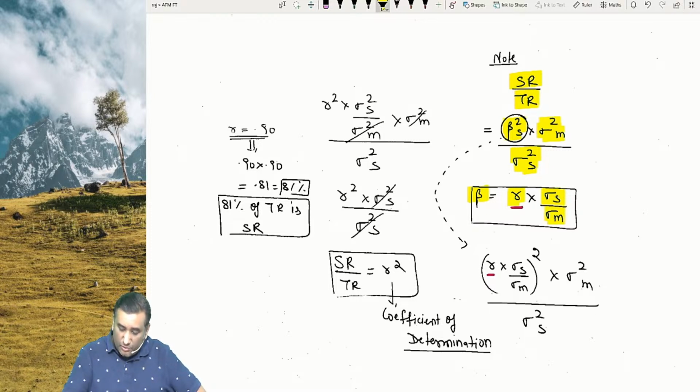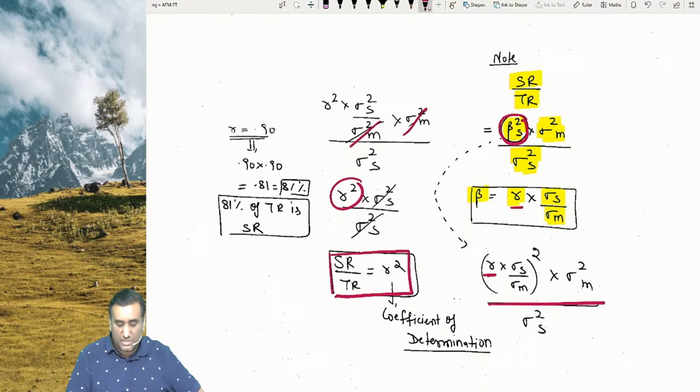This is one. So what I do is, instead of this beta, I substitute this formula here: R into standard deviation S divided by standard deviation market, to the power 2, into standard deviation square market, and this was security as it is. When I solve the numerator part, we get R square into standard deviation square of security by standard deviation square of market. This gets cancelled, and then S also gets cancelled. I get R square. Basically, we represent systematic risk by total risk as R square, called coefficient of determination.